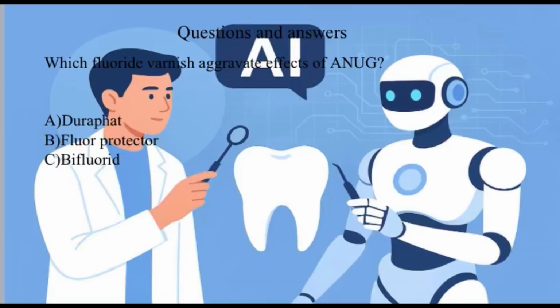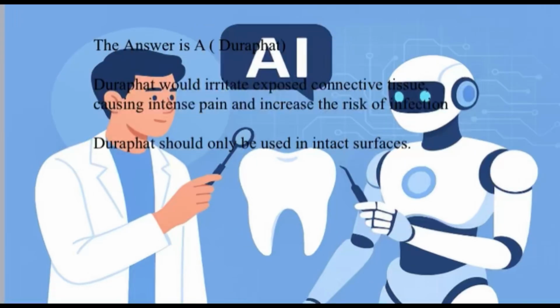Questions and answers. Which fluoride varnish aggravates effects on enamel? A, Duraphat; B, Fluor Protector; C, Bifluorid. The answer is A, Duraphat. Duraphat would irritate exposed connective tissue, causing intense pain and increasing the risk of infection. Duraphat should only be used on intact surfaces.